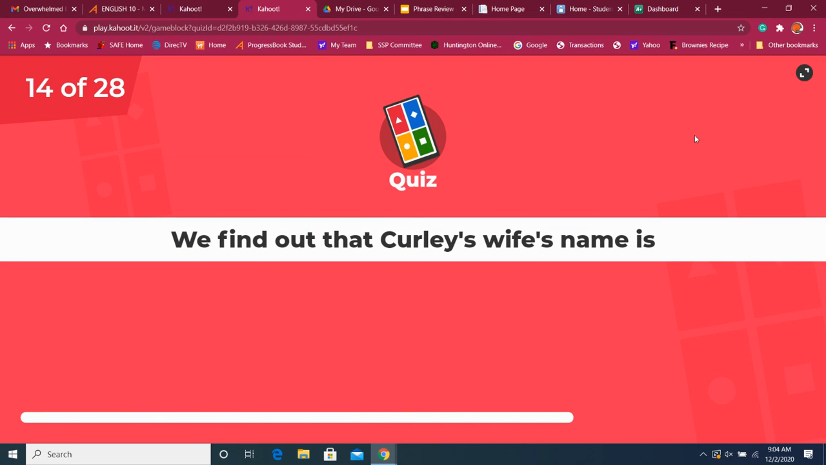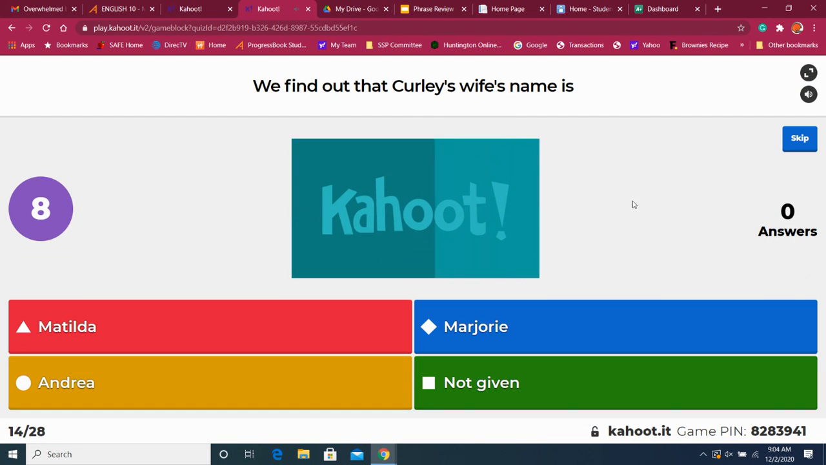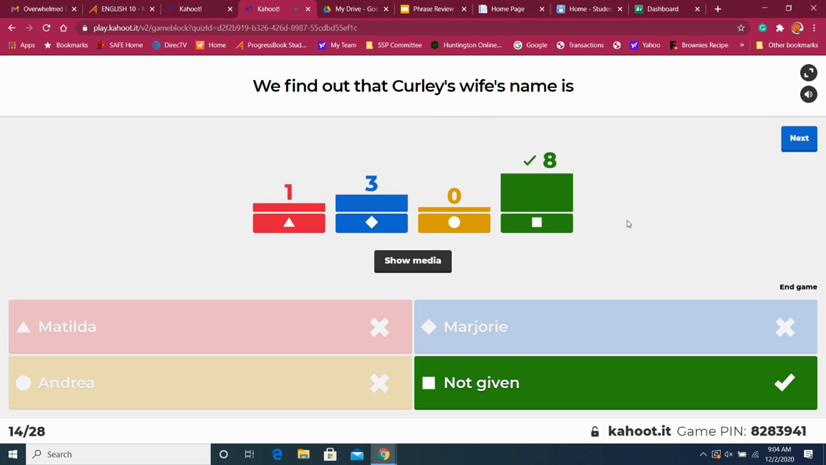We find out that Curly's wife's name is Matilda, Marjorie, Andrea, or not given. Not given. Just as Steinbeck is making a statement about nature and how we disrupt nature, he's also making a statement here about women and their role in society at this time. So good job, everybody. Not given.